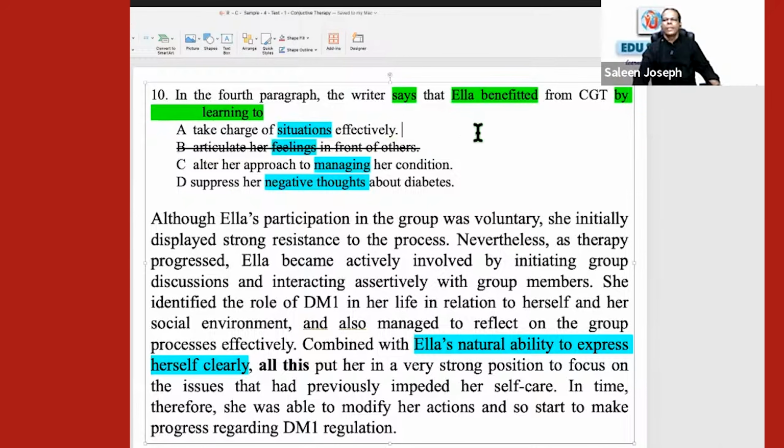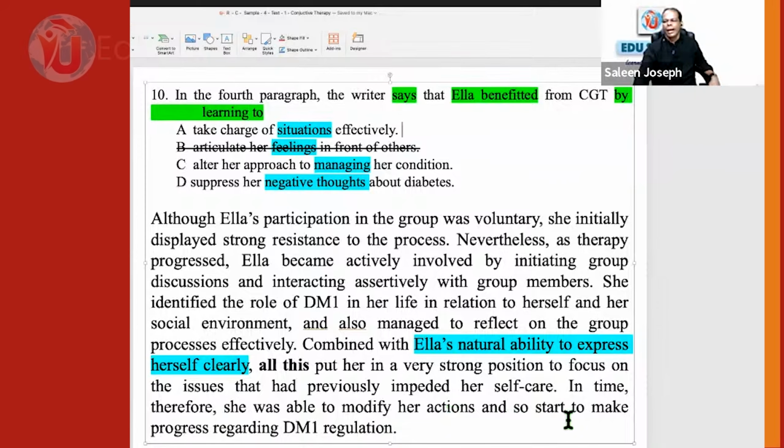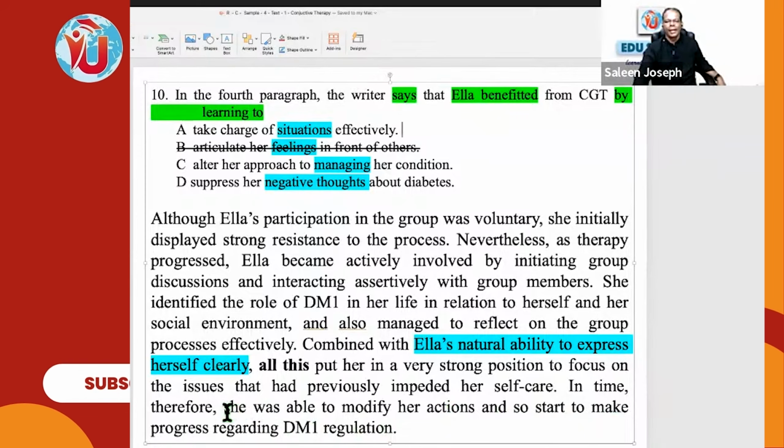They are asking what she benefited from CGT. Text says Ella's natural ability to express herself clearly. Option C, managing her condition. She was able to modify her actions. Yeah, all this put her in a very strong position to focus on the issues that had previously impeded her self-care. In time, therefore, she was able to modify her actions and so start to make progress regarding DM1 regulation. That is the answer.